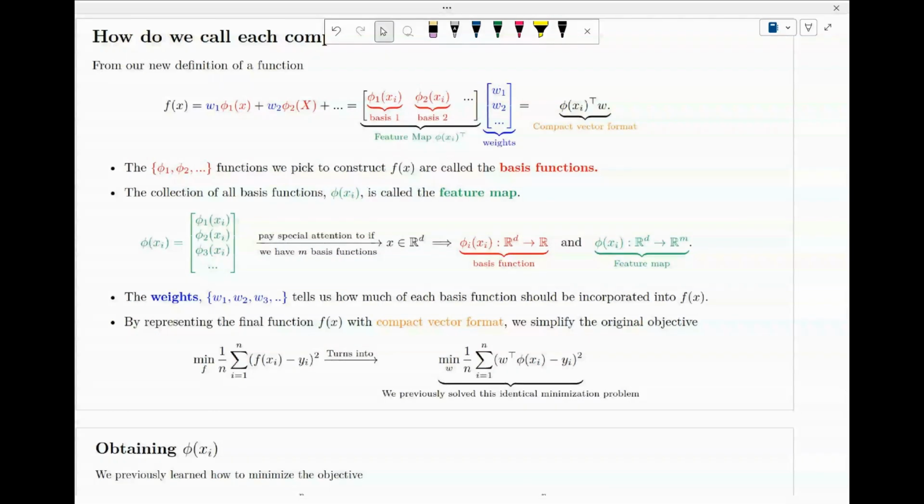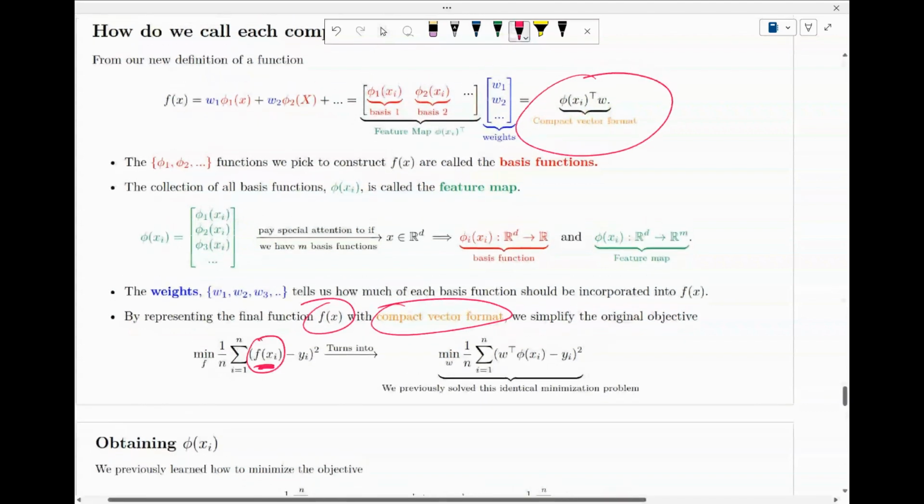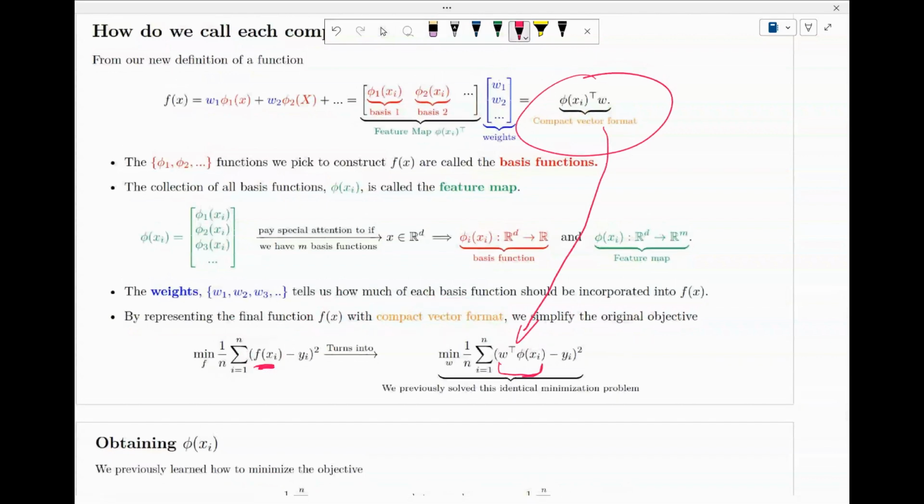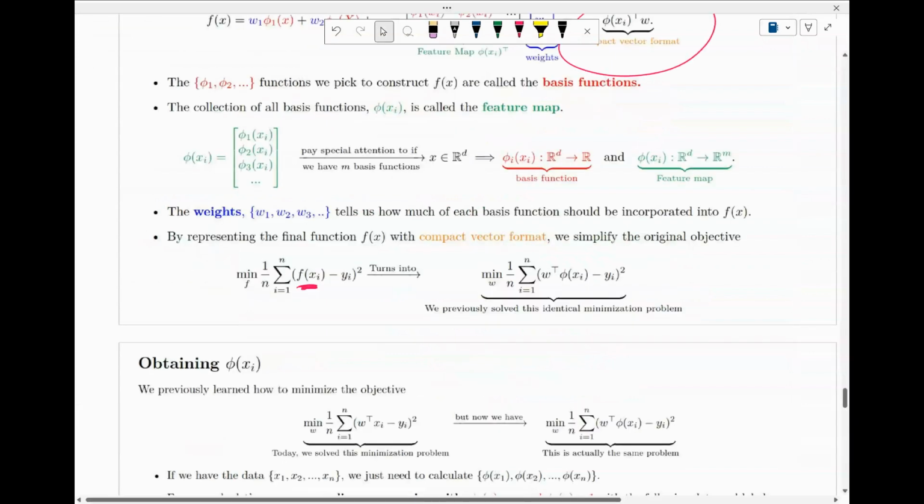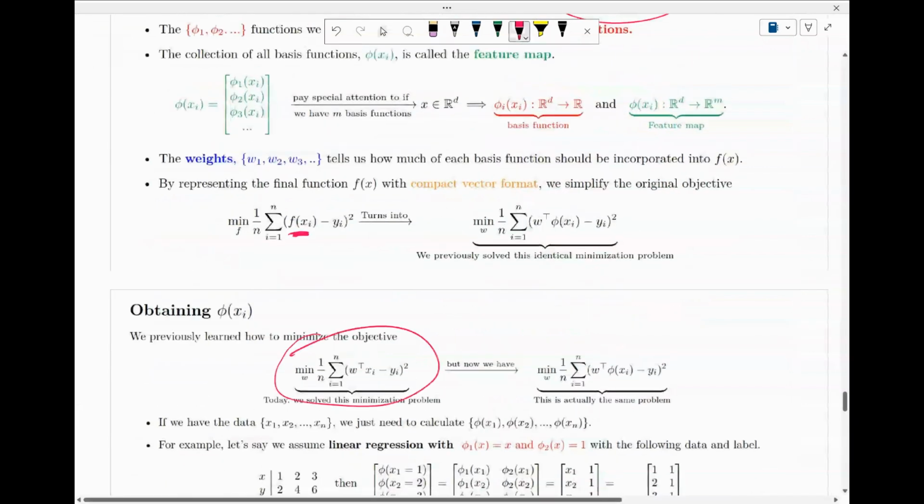Now, by representing the function with a compact vector format like this, this function can now be written as this. This is just the compact version. We're not exactly sure how to solve this. However, we have solved this today, specifically, so we know how to solve this, as long as you know how to get phi of x_i. The one we solved looks something like this. But this is a vector, so is this. So you just need to convert this vector into this vector, and it's the same problem.